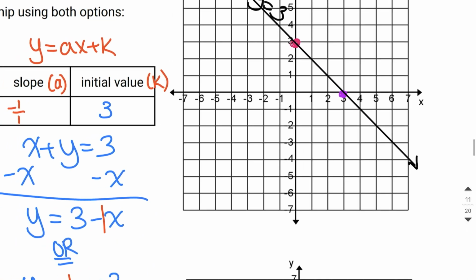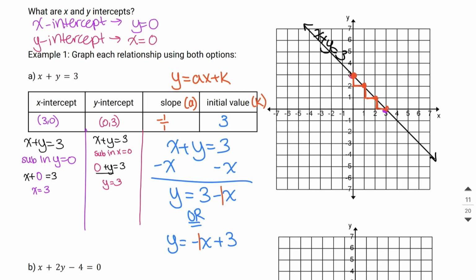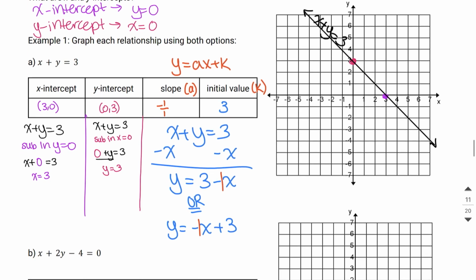So let's take a look at this line right here. So if the initial value is 3, I'd put a dot at 3, and then the slope is negative 1 over 1. So I'd go down 1 to the right 1, put a dot, down 1 to the right 1, put a dot, down 1 to the right 1, put a dot. It's the exact same line. So here, this is how it shows you that you actually have 2 options to graph out.